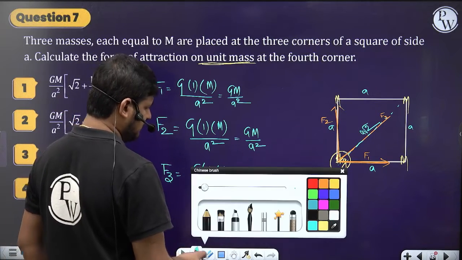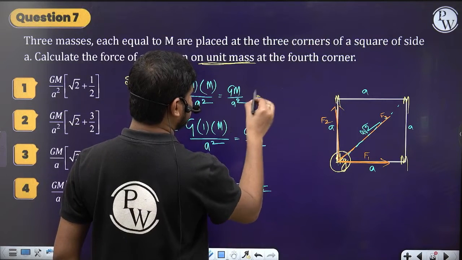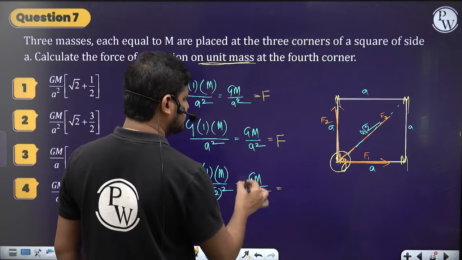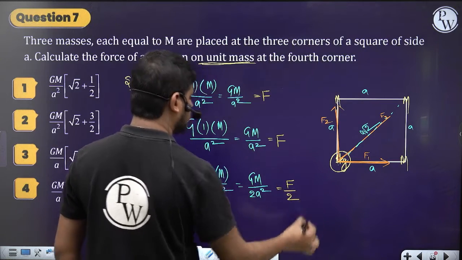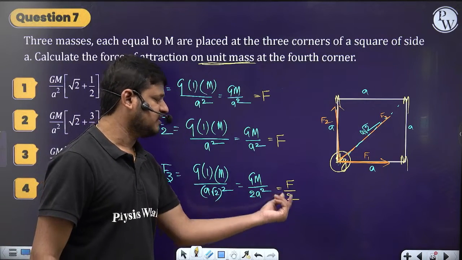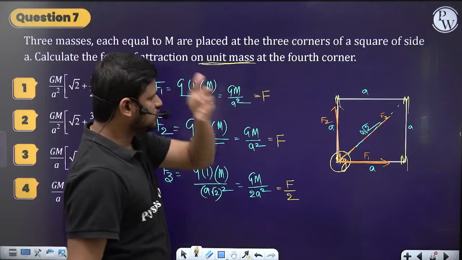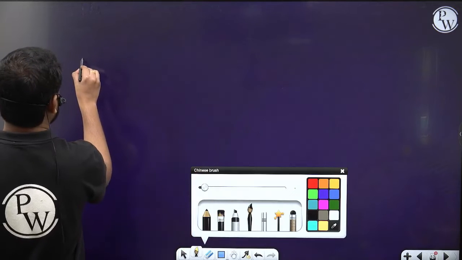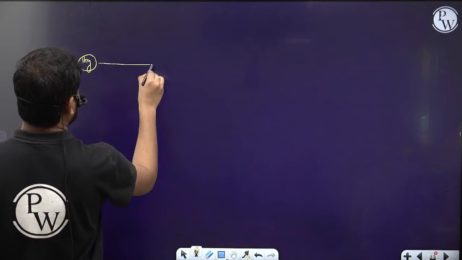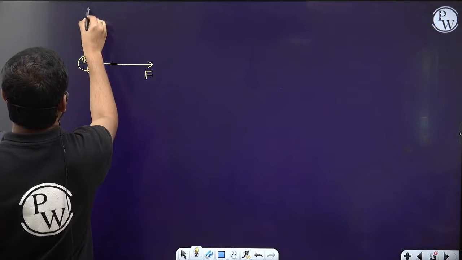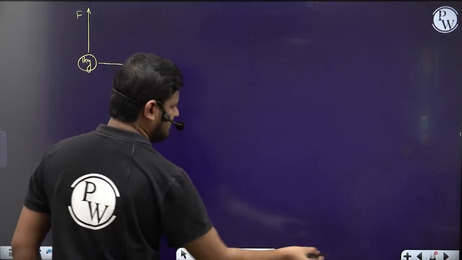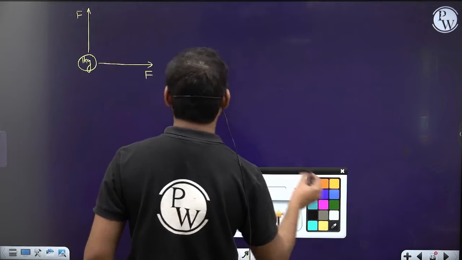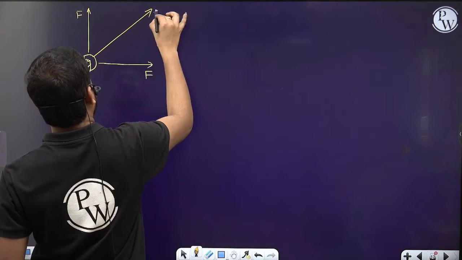So let me do one thing. Let me consider this GM by a square as force F. So here also GM by a square will become force F, and here GM by a square by 2 will be force F by 2. Now see here overall, let me do it in the next slide. Overall, I can say that this is a 1 kg block. On this, the force F is acting this side and the force F is acting this side, right? And then this will become the force F by 2. Here the force F by 2 is acting this side.